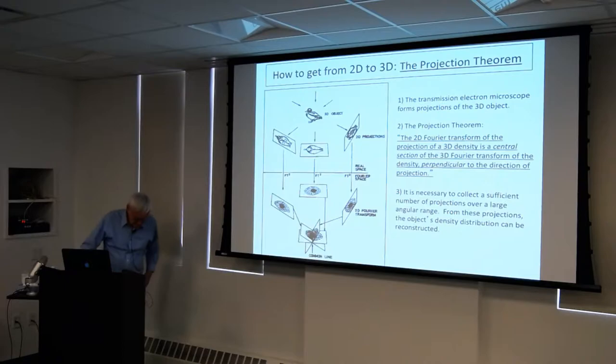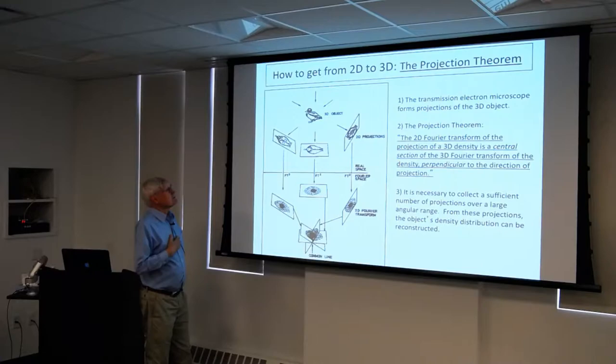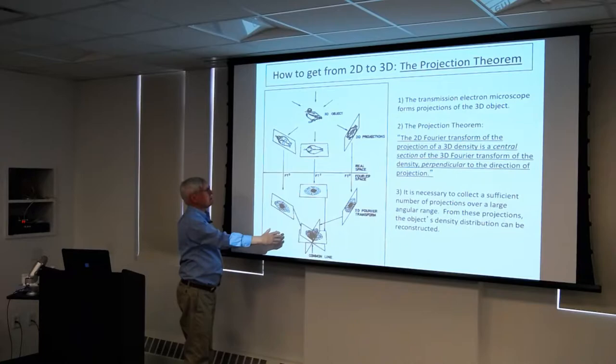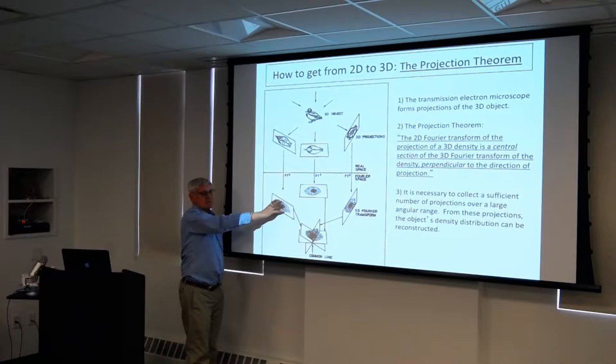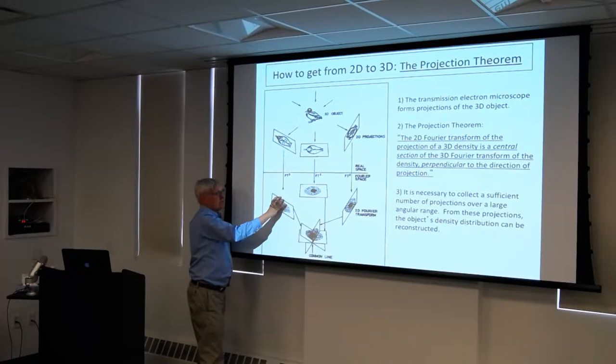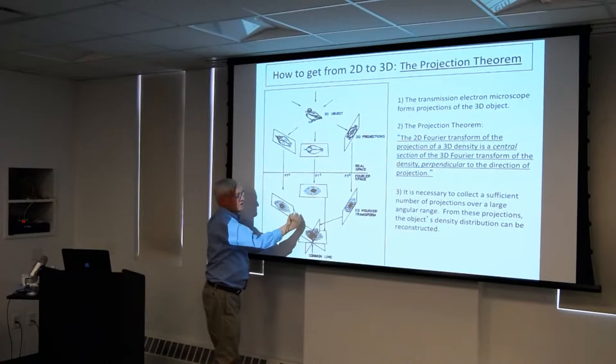And then you're probably already familiar with this theorem. We can get from two-dimensional projections to a three-dimensional structure by using a well-known Fourier theorem. And that's depicted here with an object. What the theorem says is that there's a way of getting from the two-dimensional transforms of the projections to the three-dimensional transform of the object, because each projection forms a central section in 3D Fourier space. So the idea is that by collecting more and more projections, one fills the Fourier space more and more with the central sections.